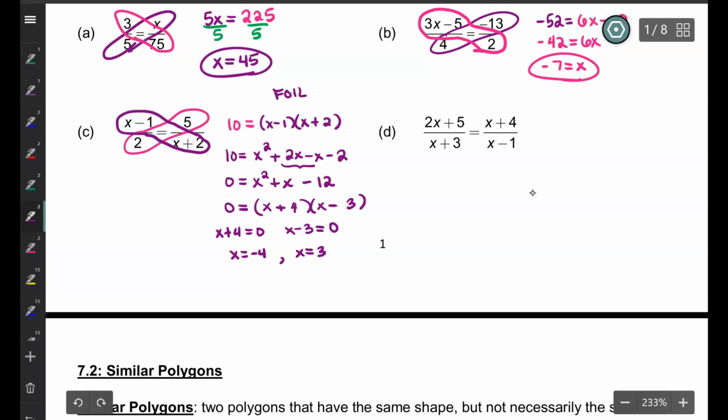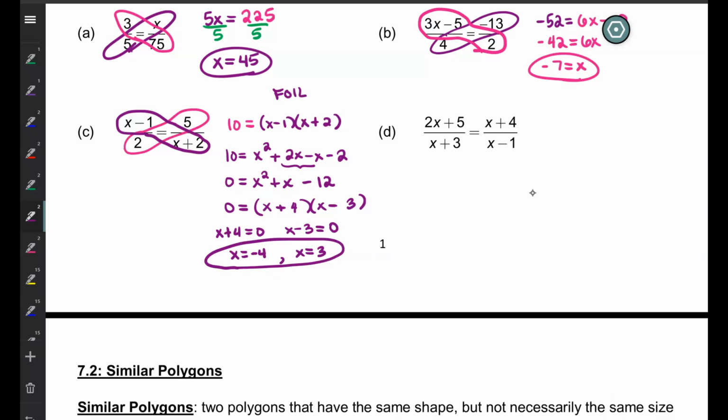Now, if we were having a geometric problem, we would want to make sure that if we substitute those values back in, we'd end up with positive measures. But because it's just an algebraic proportion, we're fine with both answers. Okay?